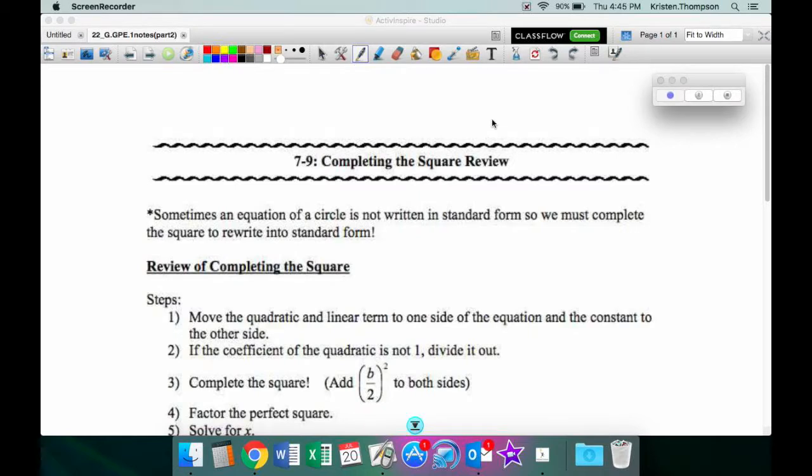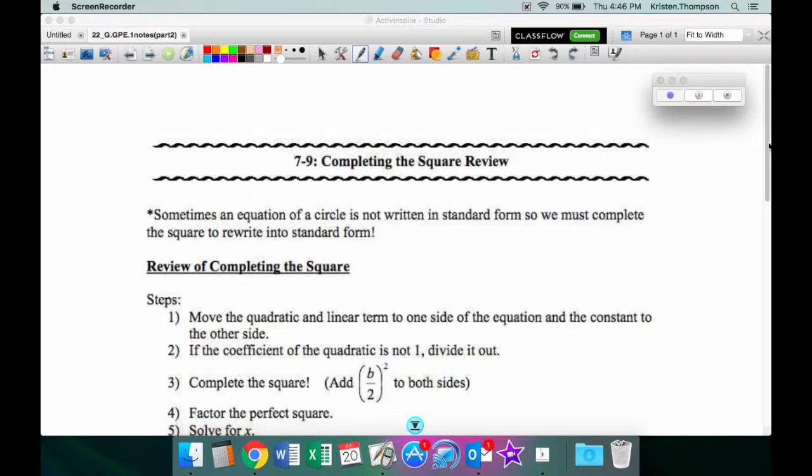7-9. Completing the square review. Sometimes an equation of a circle is not written in standard form, so we must use another Algebra 1 technique to rewrite the formula into our standard form. This complicated Algebra 1 technique is called completing the square. This lesson will be all about a review of this technique.